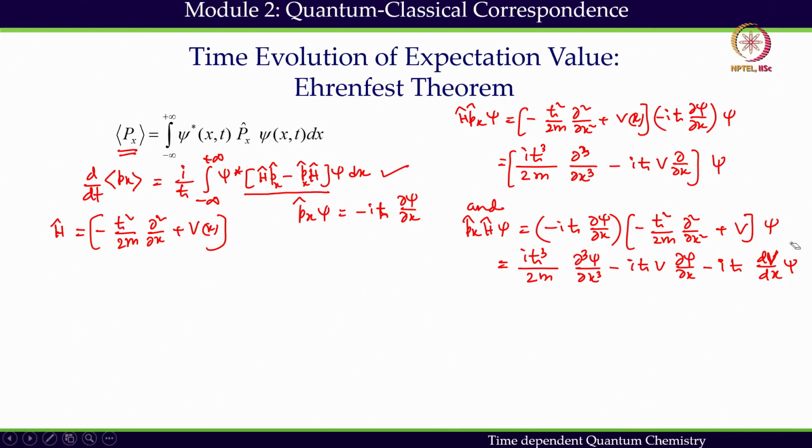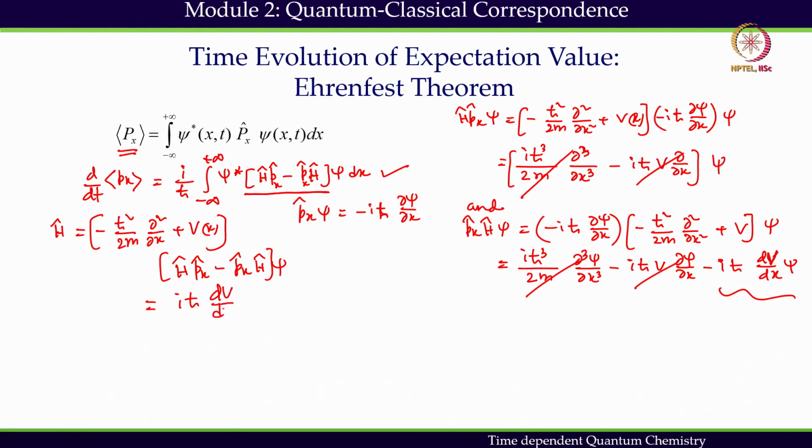So, we get these two expressions, and ultimately we are interested in this commutator. That is why we have to find out h px psi minus px h psi. This is going to be subtracting these two expressions. If we subtract it, we see that this part will be cancelling out, this part will be cancelling out, and the remaining part is this one. So, this is going to be i h cut, first derivative of the potential, psi.